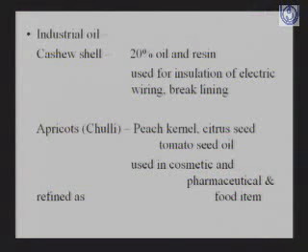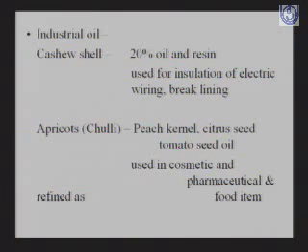Similarly, apricots, which are called chuli, can be used for oil extraction. Peach kernel, citrus seed and tomato seed oil are used in cosmetics and pharmaceuticals, and refined as food items. Sometimes this oil can be refined and converted into food items also.